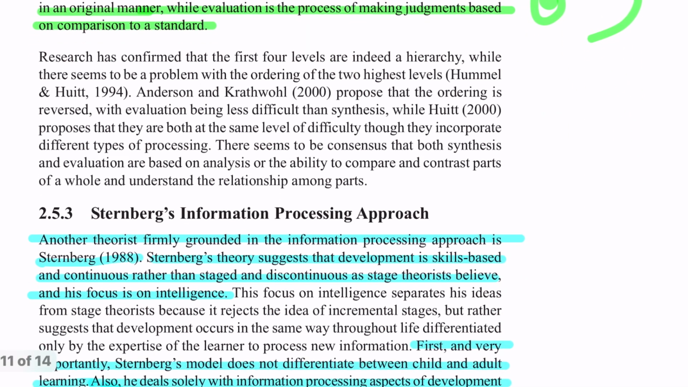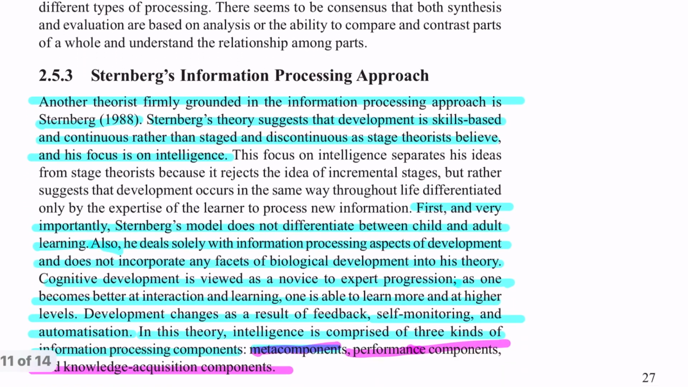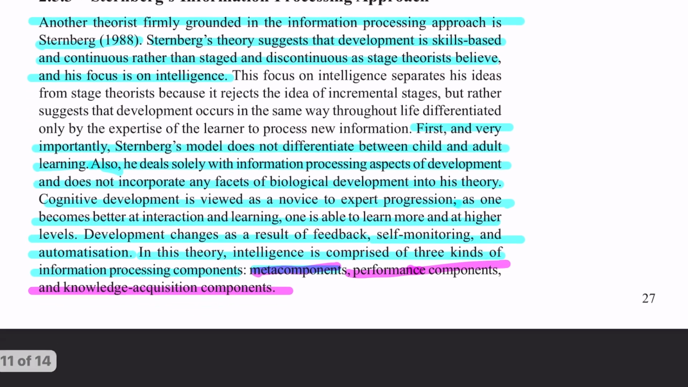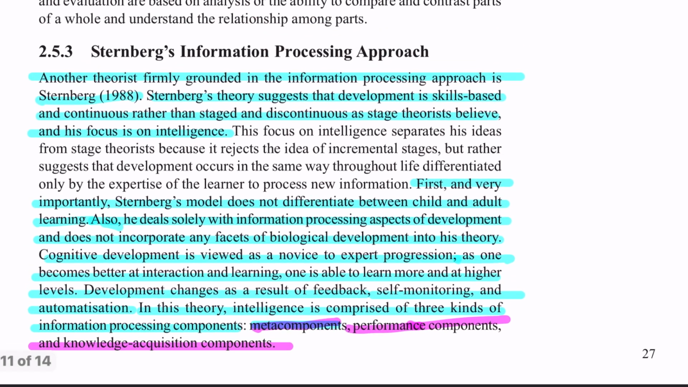Then we are coming to Sternberg's information processing approach. Sternberg has given an intelligence theory also. Another theory firmly grounded in the information processing approach was Sternberg's, right? So Sternberg, and maybe you have heard the name of Sternberg also, right?